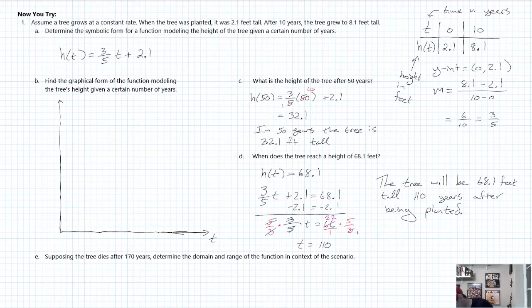We've got time for our horizontal axis, and then h of t for our vertical axis. And the height gets pretty big, right? We're looking at 68.1 feet there.